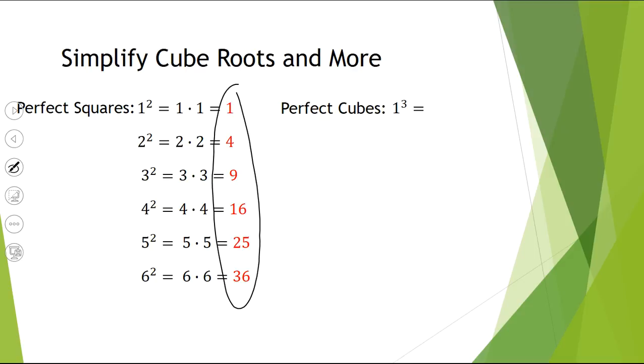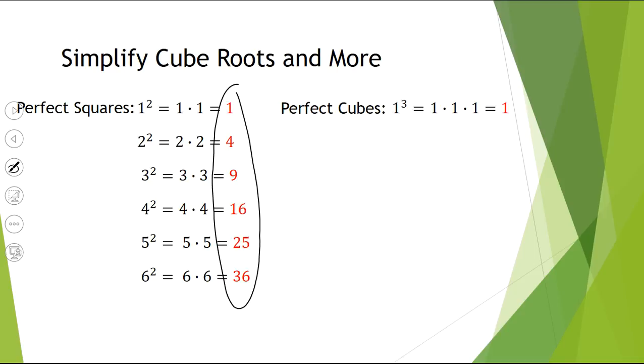But let's talk about other perfect numbers, like perfect cubes. We could even talk about things to the 4th power. But let's just start with perfect cubes. I don't know this list off the top of my head, but I would know how to find them, because 1 cubed would be 1 times 1 times 1, which of course equals 1. So 1 is a perfect cube.